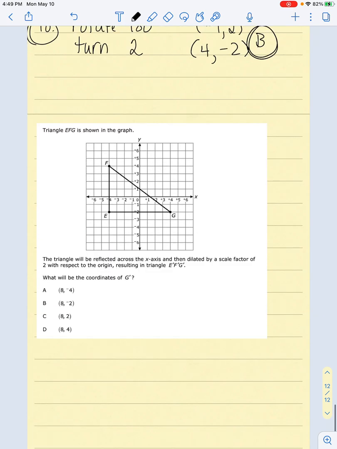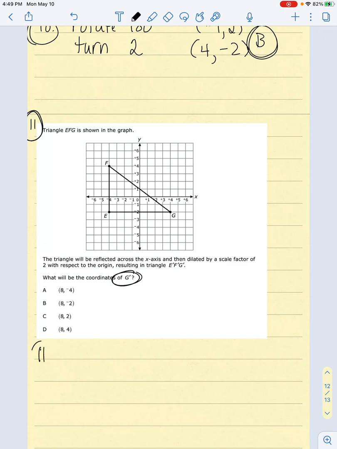And then last but not least, let's take a look at number 11. And 9 and 10, the rotations, I'll review that with you when I'm back in class with you on Thursday, because those are a little hard to show you on here. Okay, number 11. It says the triangle will be reflected across the x-axis and then dilated by a scale factor of 2. What will be the coordinates of G prime?